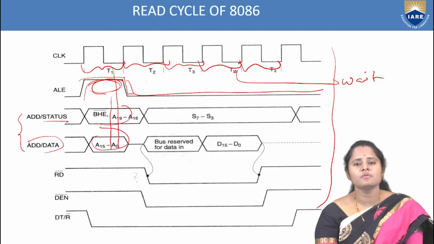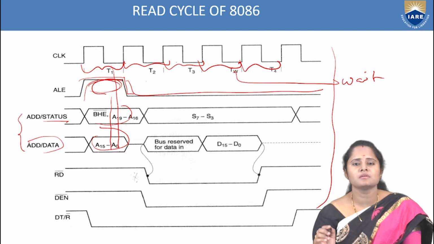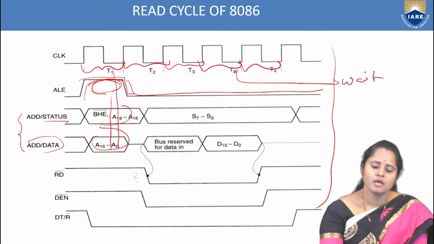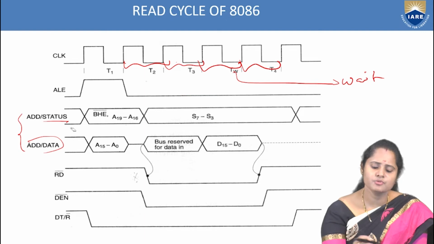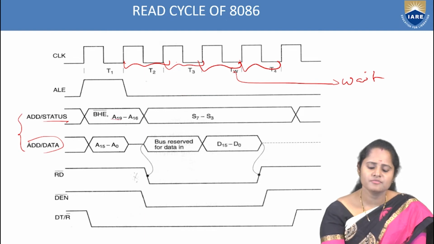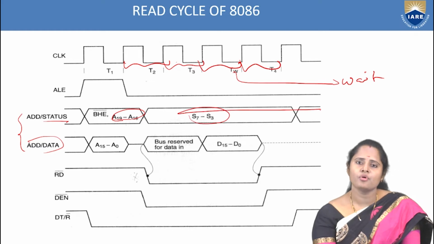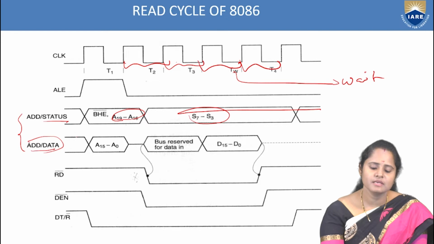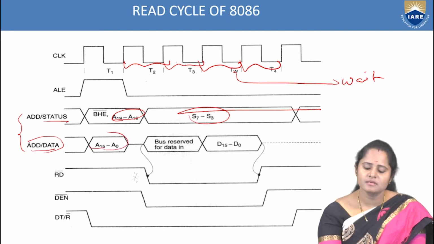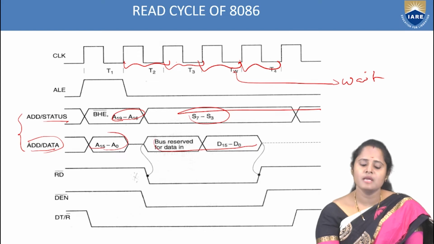Whatever it is multiplexed with, any status lines or data lines, those will come into consideration. Next, in the remaining clock pulses, you can see address and status. First the address is enabled, and for the remaining time periods the status will be enabled. And next, address and data. Initially at the T1 time period the address is enabled, and for the remaining time the data will be enabled.